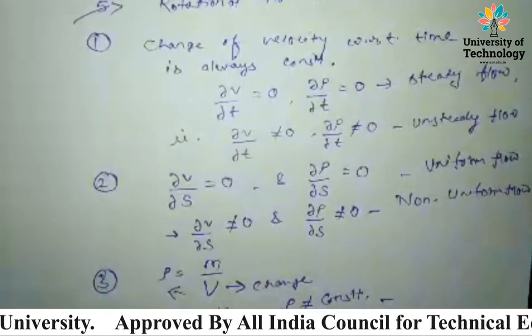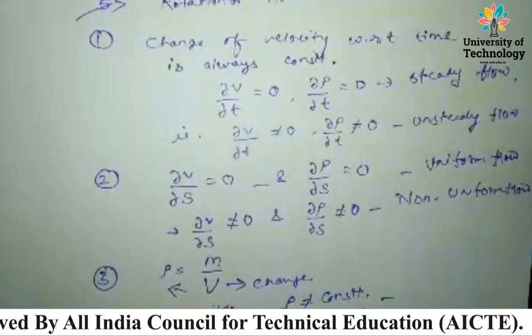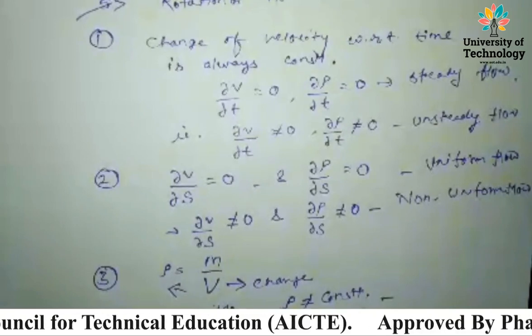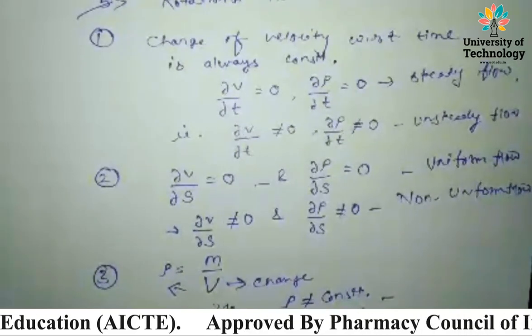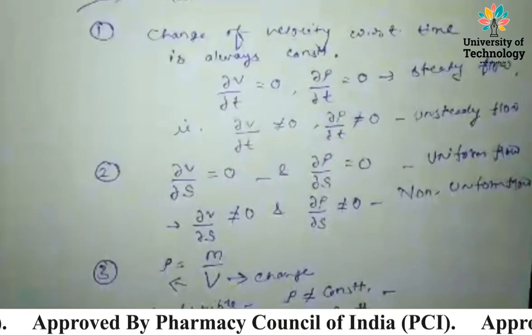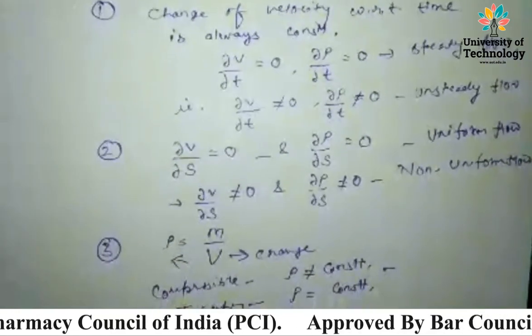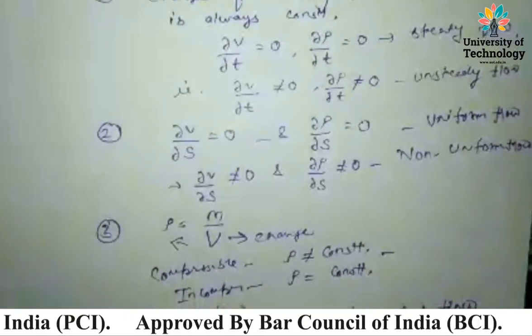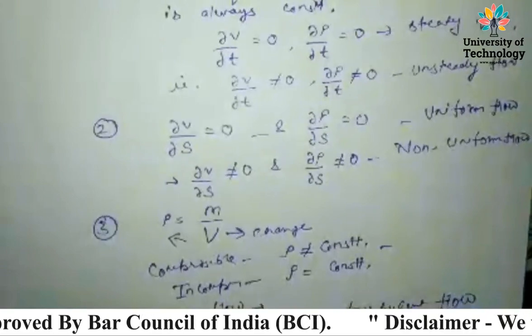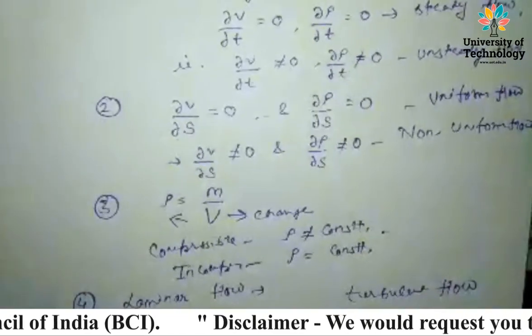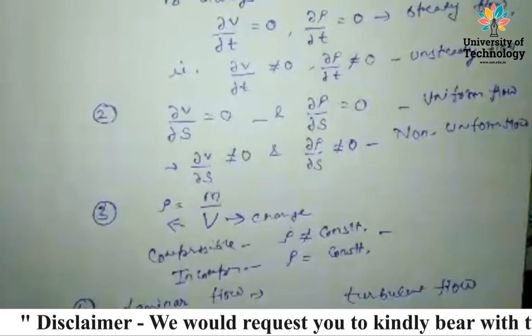And the third is compressible flow. We know that rho is m upon v, mass upon volume. If we change the volume, the density also changes, so we can see that density is not constant in compressible flow, and in incompressible flow, that means rho is always constant.